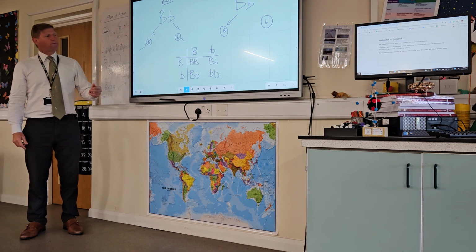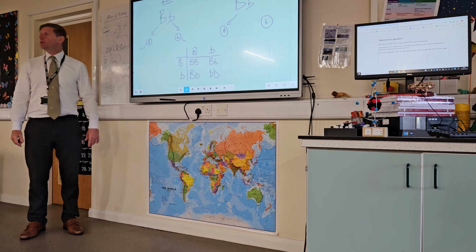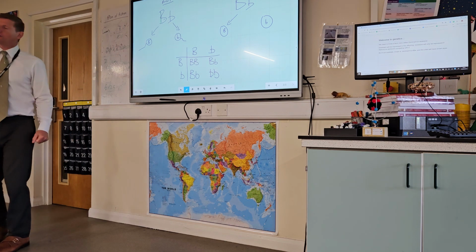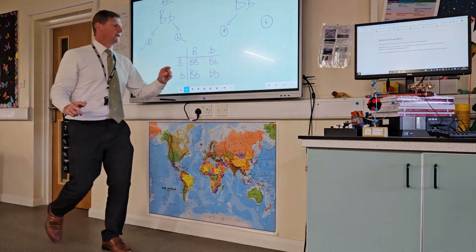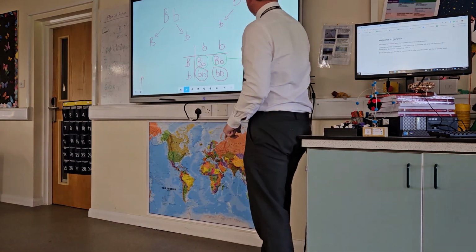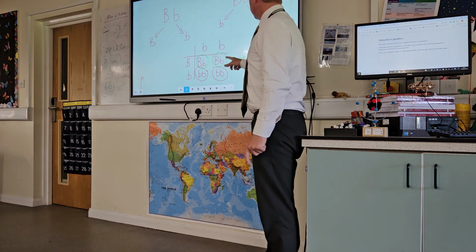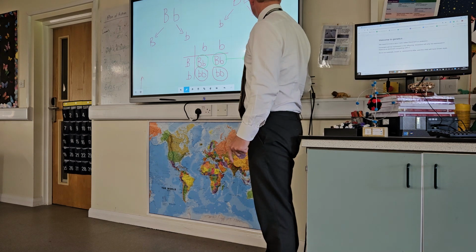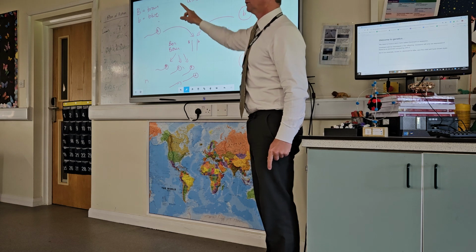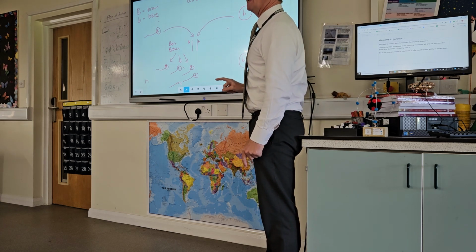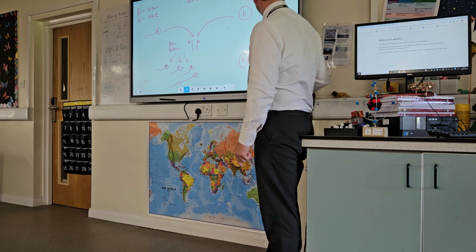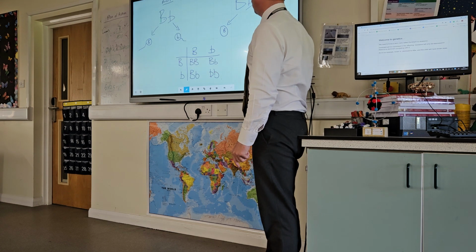Liam, what's the probability that these two could have a blue-eyed child? Which one's blue, big B or small b? Because big B is dominant, if it's there, and what does big B represent? Oh, okay, brown. Yeah. So if big B is there, they'll be brown. What do you therefore need to have blue? Just two small b's. Brilliant.